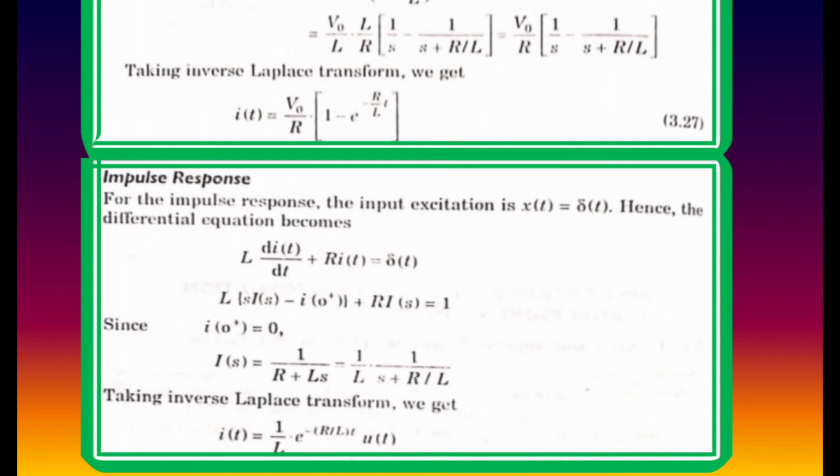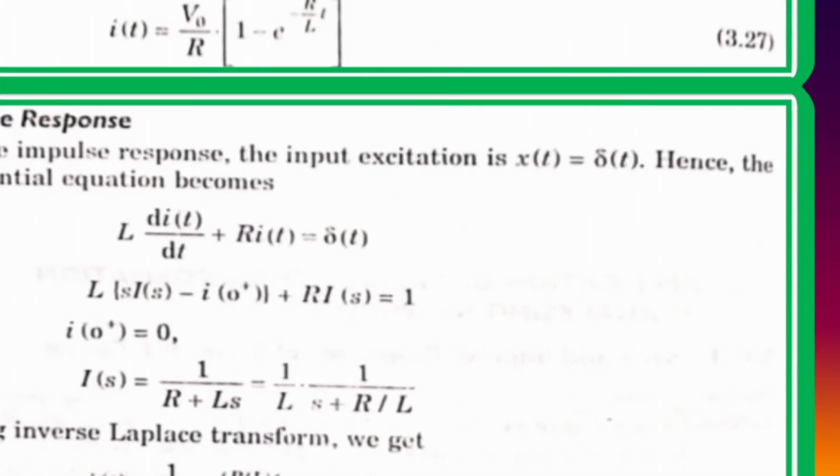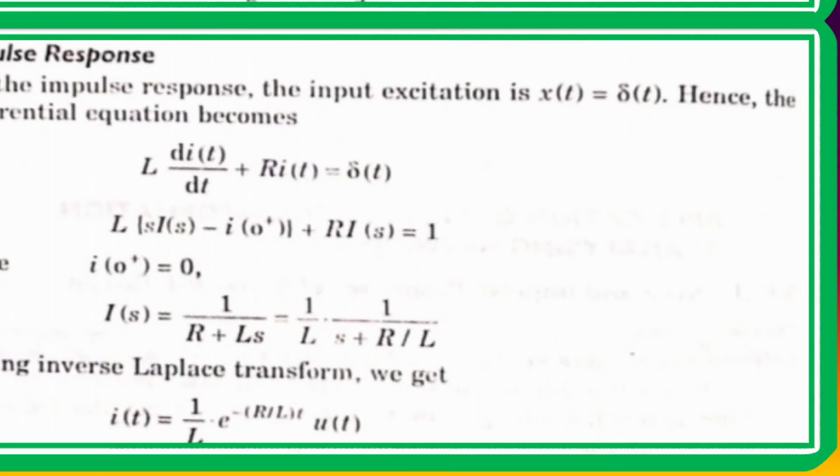u of t is nothing but 1. Okay, so you can write that as the impulse function, as the inverse transformation, as 1 by L into e power minus R by L into t into u of t. Okay, so we can obtain this equation as the impulse response for this RL series circuit.